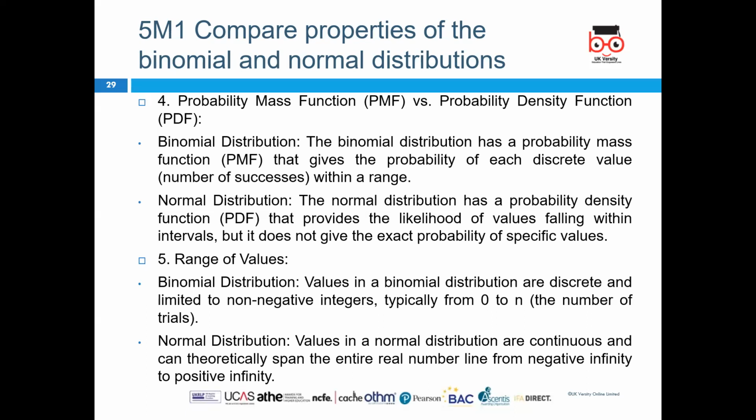Then you have the range of values. So in binomial distribution, the values are discrete and limited to non-negative integers. For example, it could be from 0 to n, where n is the number of trials. Whereas in normal distribution, values are continuous and can theoretically span the entire real number line from negative infinity to positive infinity. So that is the entire range of the normal distribution.